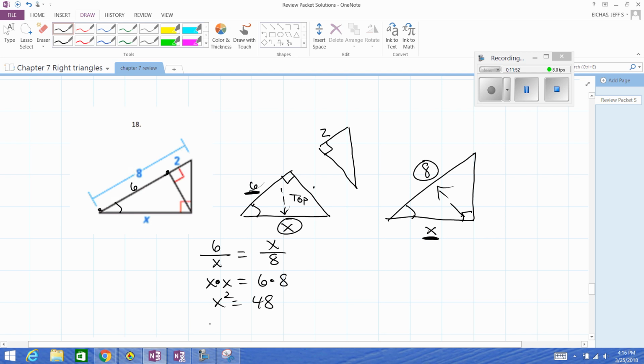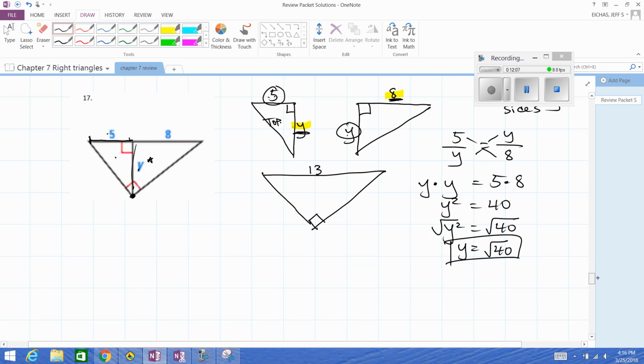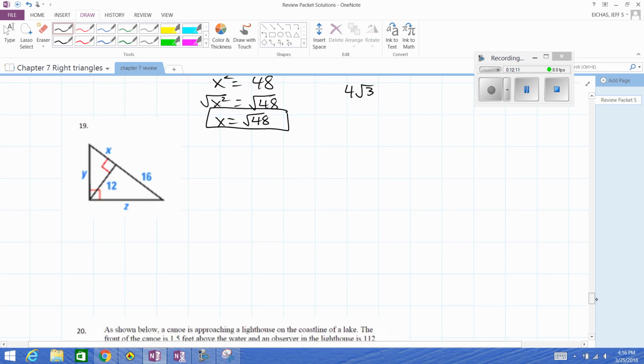And same thing happened on this one. They're not telling us what to round to, so I'm not going to round. They're not telling us simplest radical form, so I'm not going to take any chances. It's 4 square roots of 3 if you do that for this one. Go back up here, this one's 2 square roots of 10 if you put in simplest radical form.